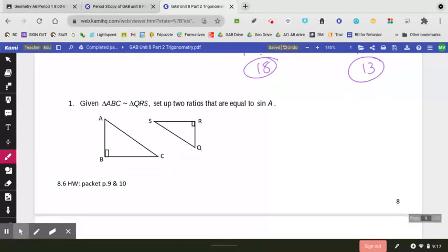Last problem is, given these two triangles are similar, set up two ratios that are equal to the sine of A. So if I'm doing the sine of A, that would be BC over AC. And knowing the triangles are similar tells me that angles A and Q are congruent. So the sine of A is equal to BC over AC, but it's also equal to the sine of Q, because if A and Q are congruent, they're the same thing. So that's equal to RS over QS.